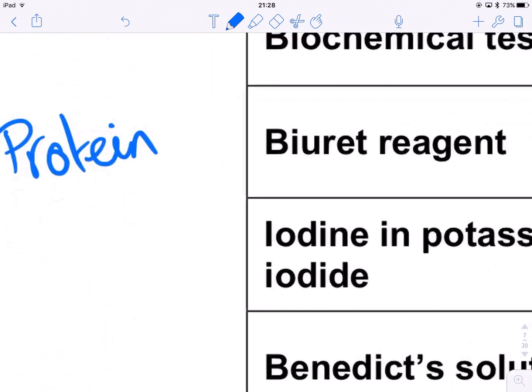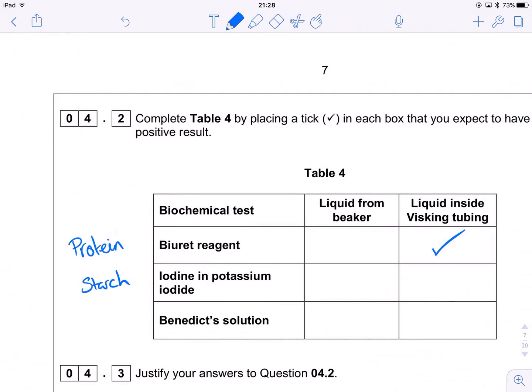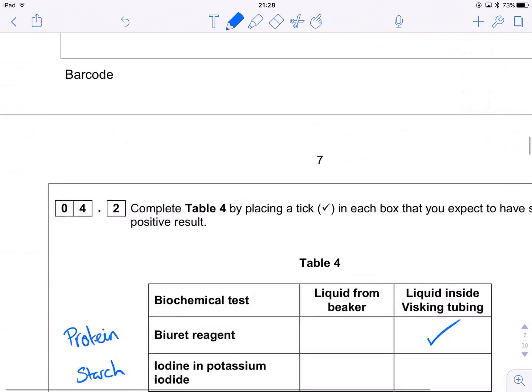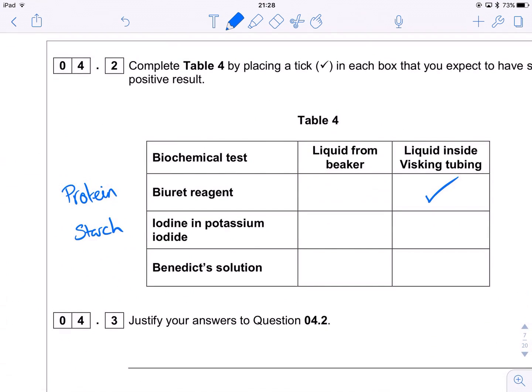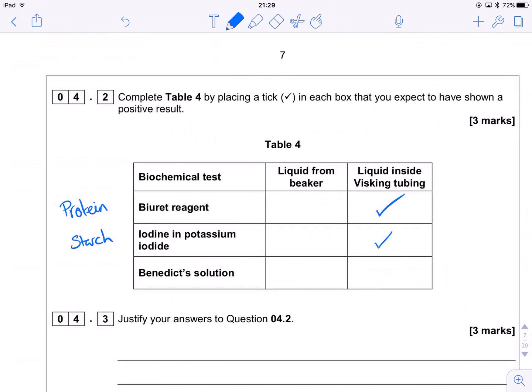Next up, we've got iodine, which is the test for starch, which is a nice big molecule. And because it's a big molecule, the only place we've got starch is in the visking tubing. It's too big to leave. So again, we're going to have none in the beaker, and we're going to have some in the visking tubing. Now, depending on when we tested this, we might have only a little bit of starch left, the undigested starch, or we might have none. So it's quite a tricky exam question, this one, because you get the mark both if you put a tick or if you don't put a tick, which is kind of bizarre.